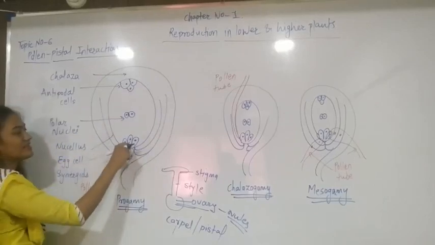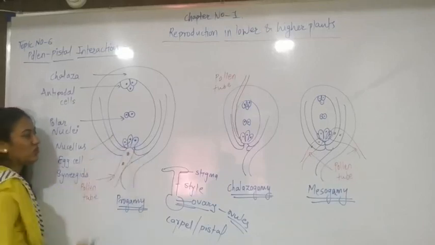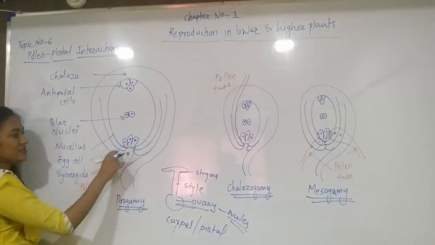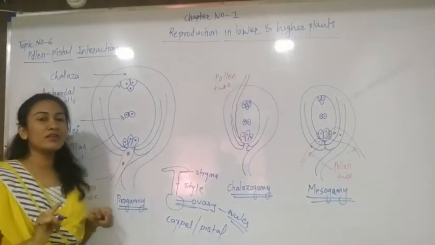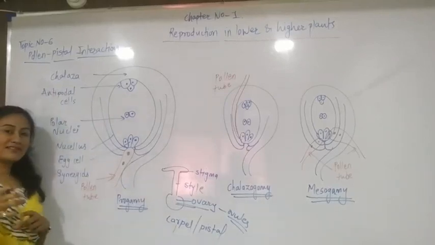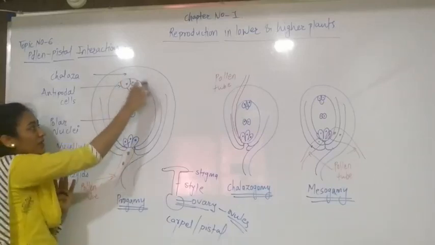In the middle, a single cell is present, which is called the egg cell. One polar nucleus fuses with the egg cell, while the synergids, these two cells, are called synergid cells, and the synergid cells are required for providing nutrition or the attraction chemical for the pollen tube. So this is the introductory point about the embryo sac.